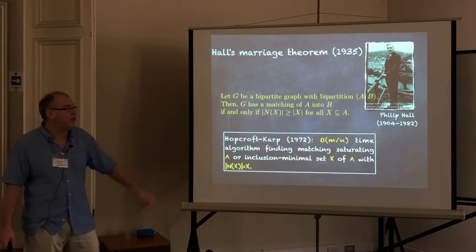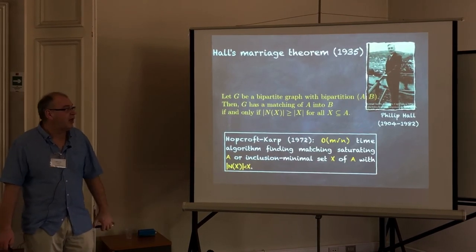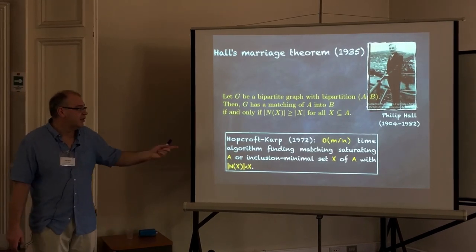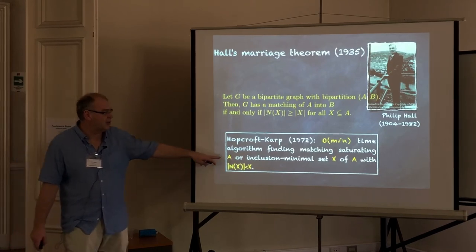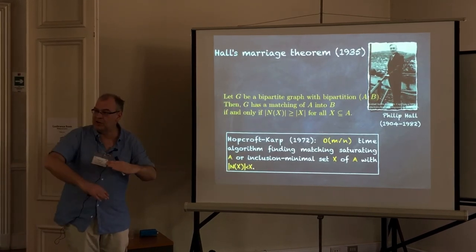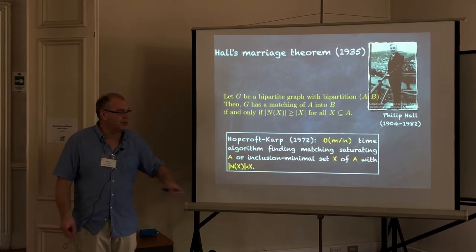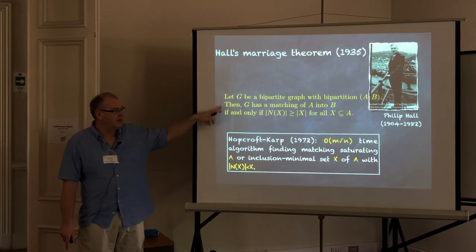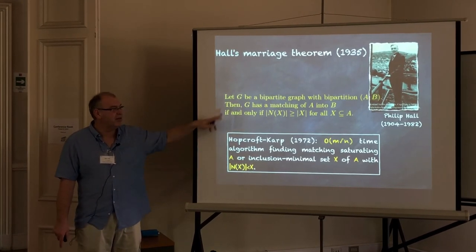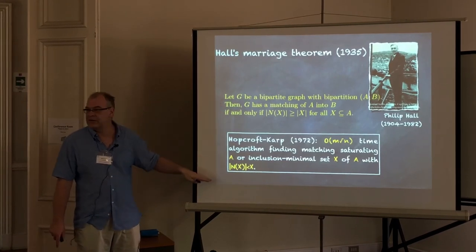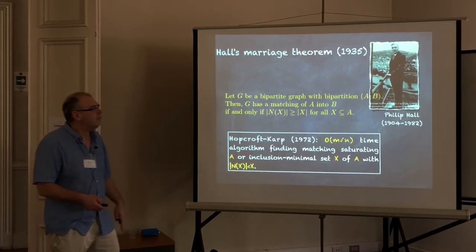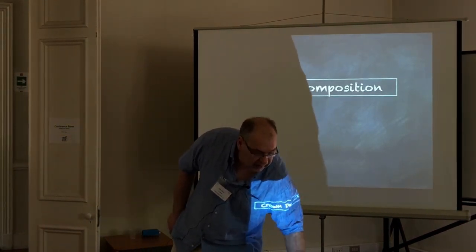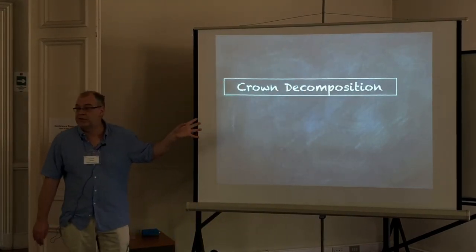And again, by using Hopcroft and Karp, I can compute, in this running time, either a matching which saturates A, so a matching which covers all vertices of A, or I can find an inclusion-minimal set X which doesn't satisfy this condition. So this theorem is very constructive, and there is a quite efficient algorithmic version of it. Okay, so I will start from here on Thursday.